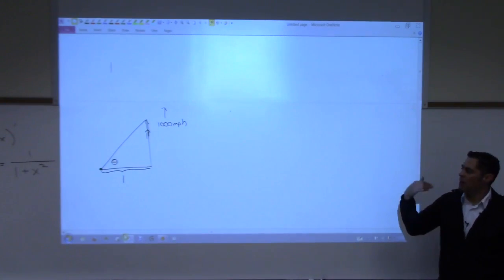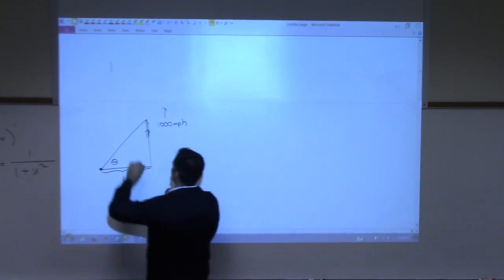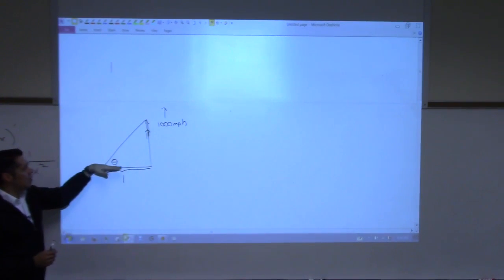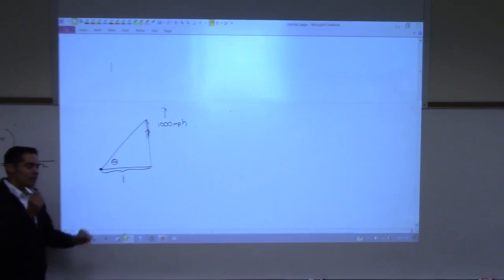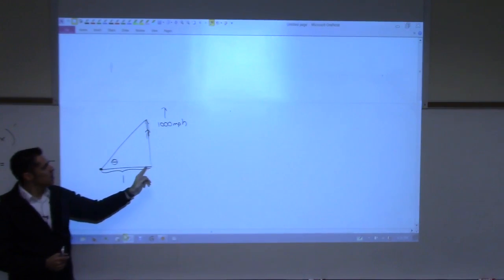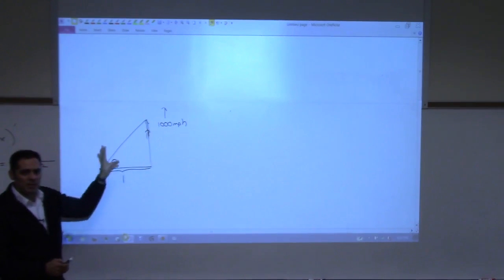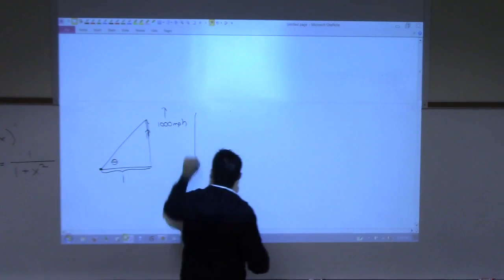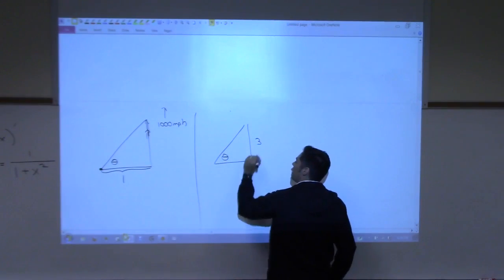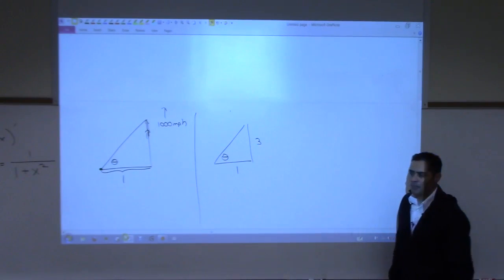If you start to take this point and start dragging it upward at 1,000 miles per hour, I want to know how fast that angle is changing at the exact moment that this is 3 miles long. So this would be like a general picture of what's happening. This would be a picture of what's happening at the exact moment that I'm talking about.